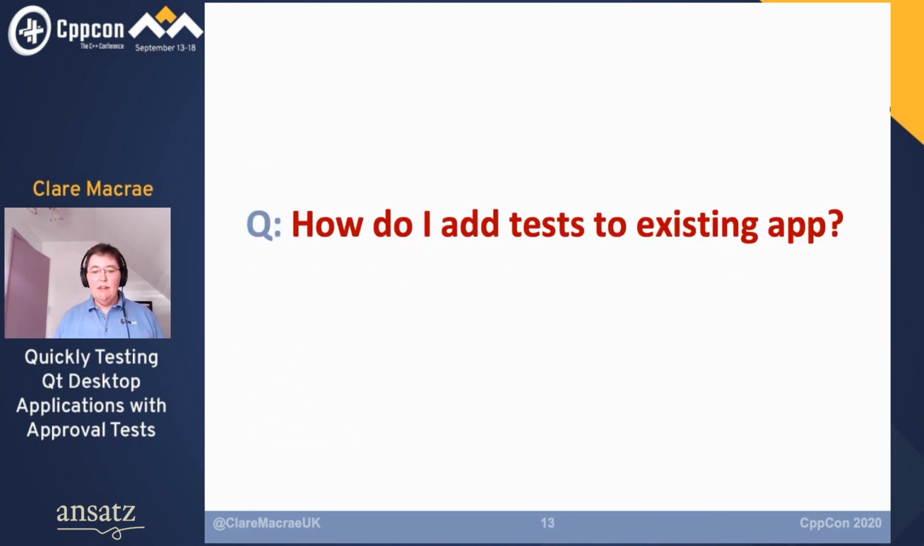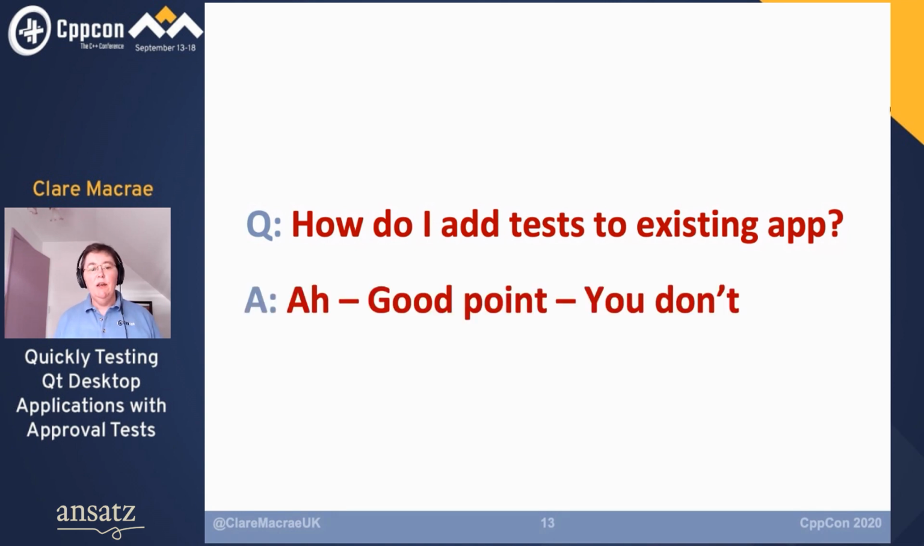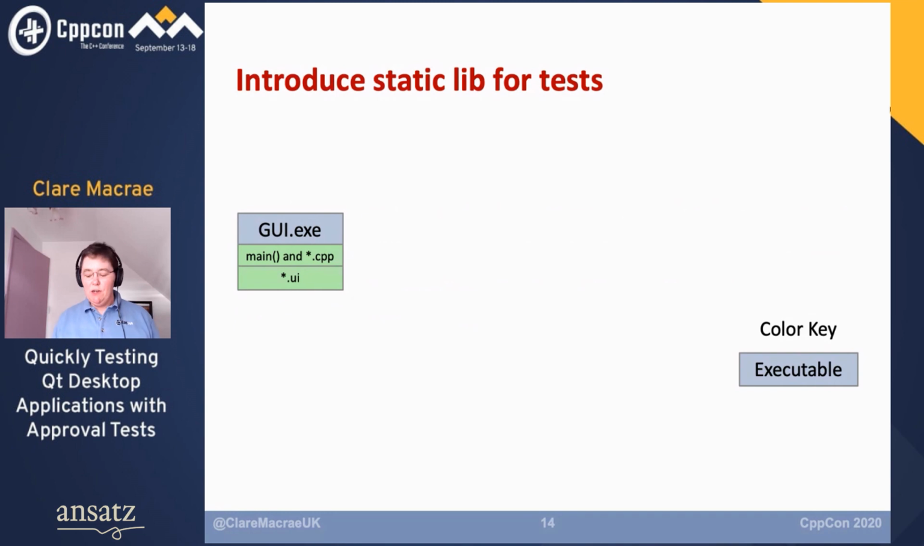And to that end, how do you even start adding tests to an existing application? Well, the answer is that you don't modify the main of your existing application. So here's the strategy to adopt. Imagine you have got your executable, your program that you're testing, be it a GUI one or otherwise, and that has a main, and it has the headers and the CPP files. And if it's a Qt GUI application created with Qt Designer, it'll have a bunch of UI files as well.